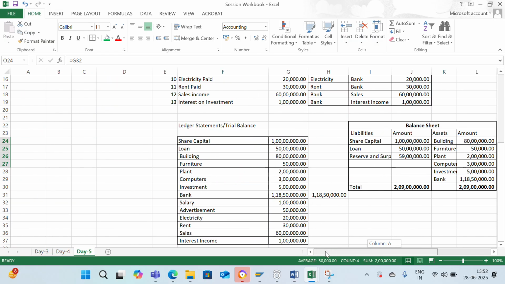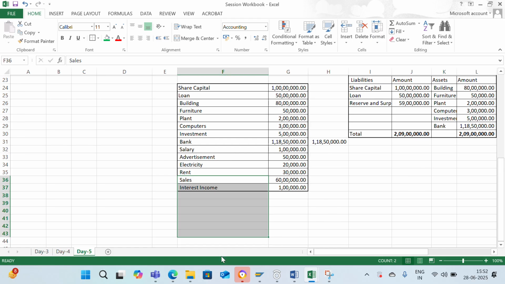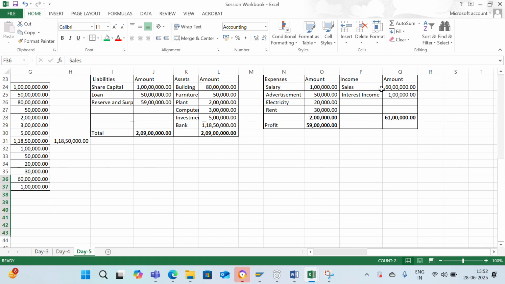Similarly, we have two on the income side, that are sales and interest income. That is what I have mentioned as sales and interest income and the respective amounts. Then I did the total of the debit and total of the credit and found that the credit is more than debit. If the income is more than the expenses, then of course there is a profit. So my profit is 59 lakh.